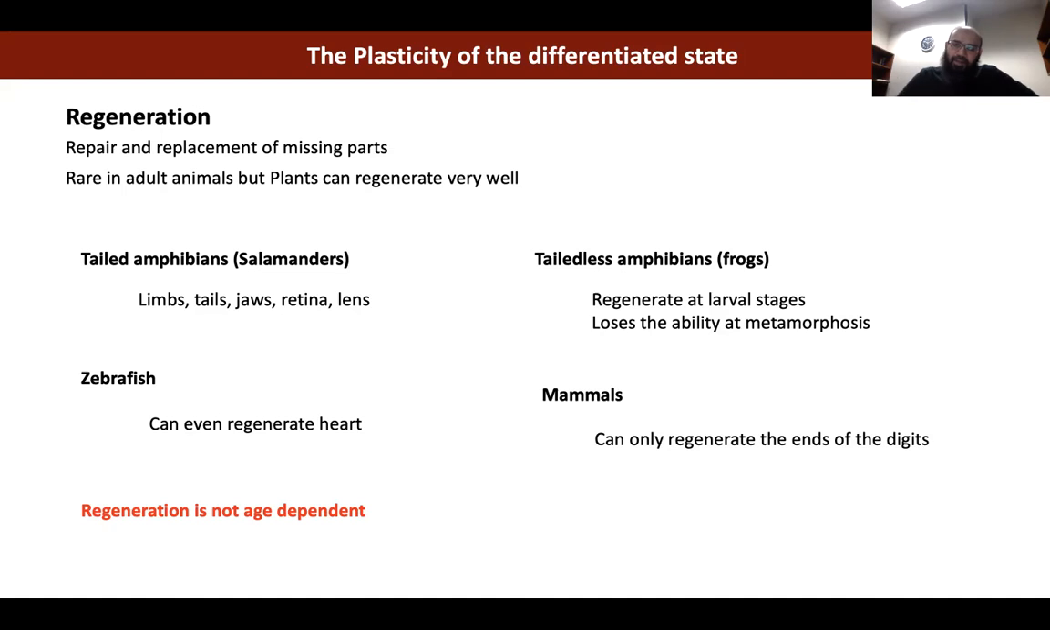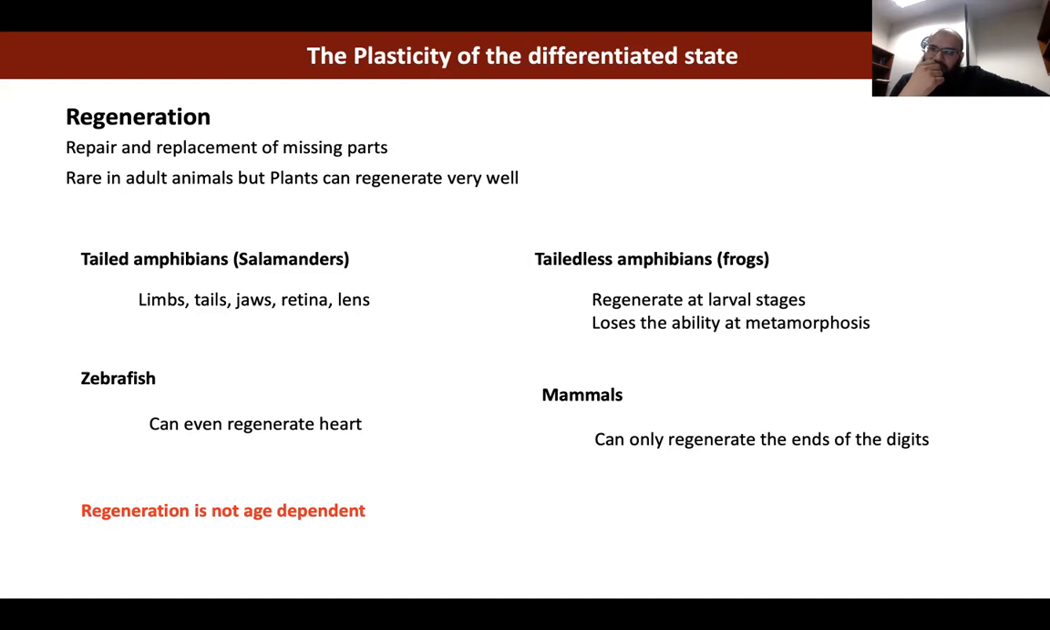So they have retained this remarkable property, which seems to be more or less completely absent in the higher eukaryotes. And if you talk about tailless amphibians like frogs, they can regenerate up to the larval stages, but after metamorphosis, when they grow into the adult form, they also lose this ability.